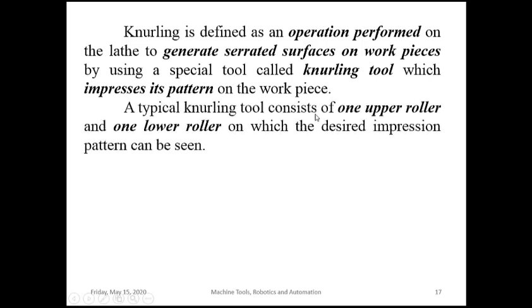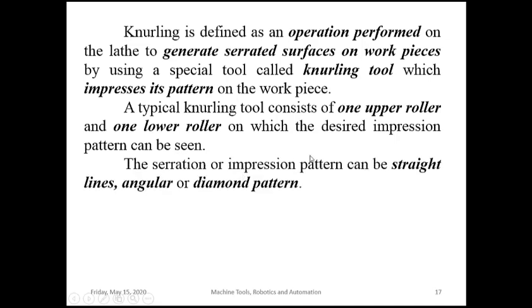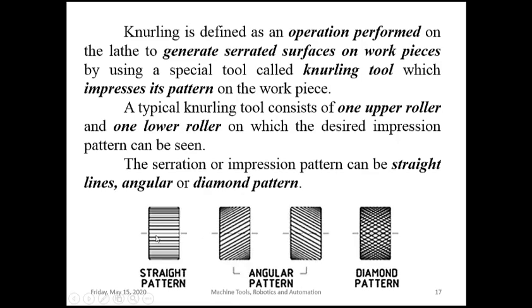A typical knurling tool consists of one upper roller and one lower roller, on which the desired impression pattern can be seen. The serration or impression pattern can be straight lines, or sometimes angular, or sometimes a diamond pattern. The impressions on the knurling tool may vary. Next you can see a straight pattern. These are the angular patterns, and this is the diamond pattern.